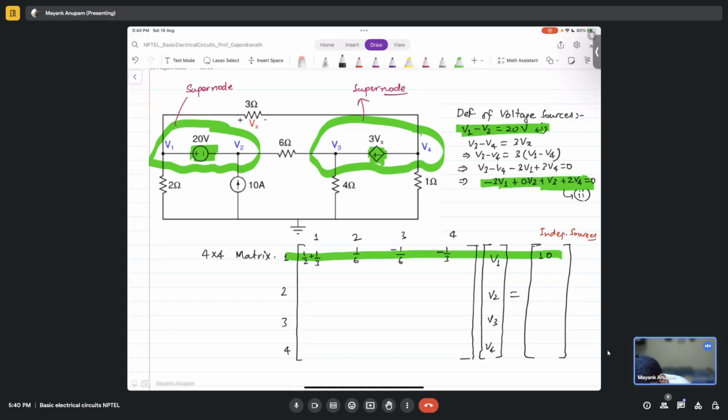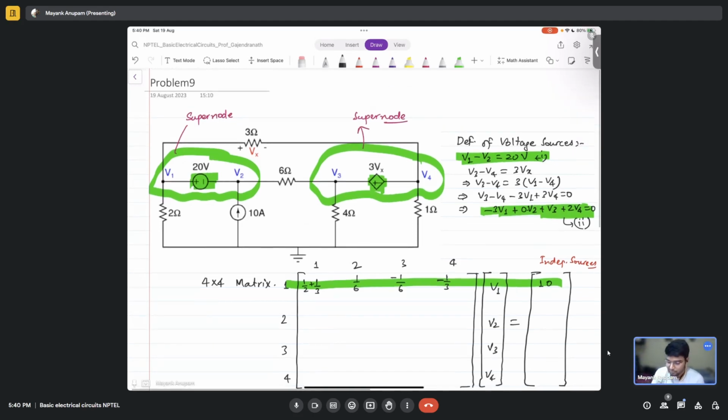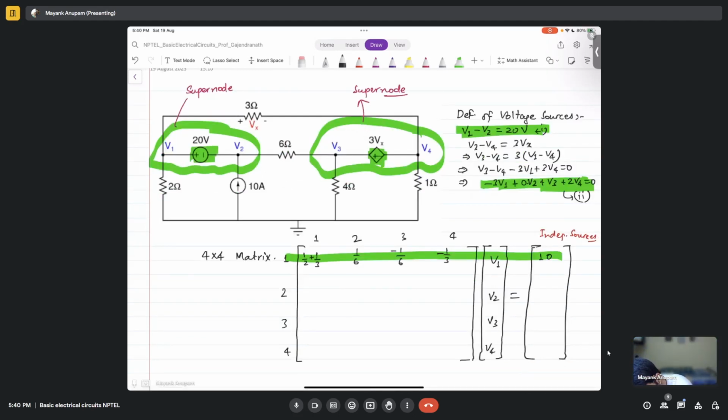Now, what will be the second row? It contains the definition of the voltage source. So it is V1 minus V2 has to be equal to 20 volts. What will be the third row? Again, for the third row, I have a super node, right? V3 minus V4.